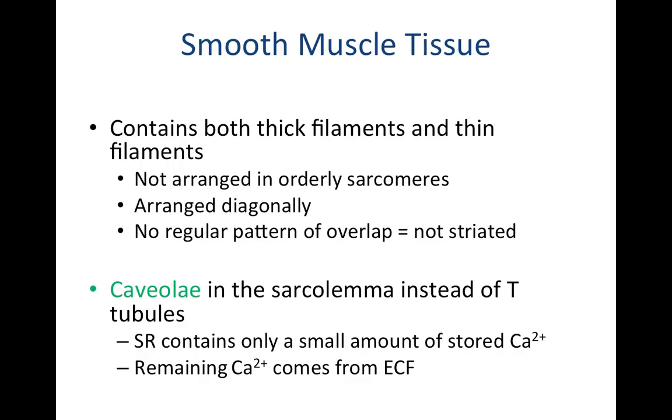They do not form sarcomeres, which is why smooth muscle is not striated as the other two muscle tissues. The arrangement of myosin and actin, they're arranged diagonally, and there's not a regular pattern where they overlap, which contributes to the lack of striations. Instead of T-tubules, we see caveoli in the sarcolemma. And these caveoli are kind of little deposits of calcium. There's also not a whole lot of sarcoplasmic reticulum in smooth muscle tissue, and so most of your calcium is actually going to come from your extracellular fluid, and only a small amount will come from the sarcoplasmic reticulum.